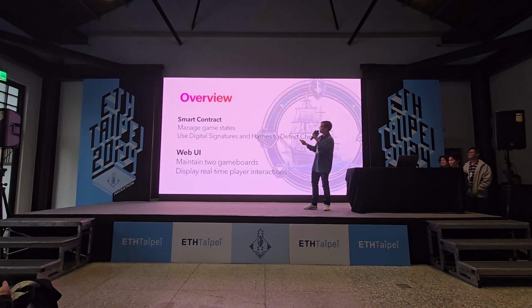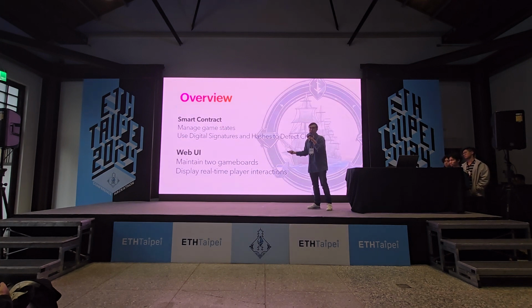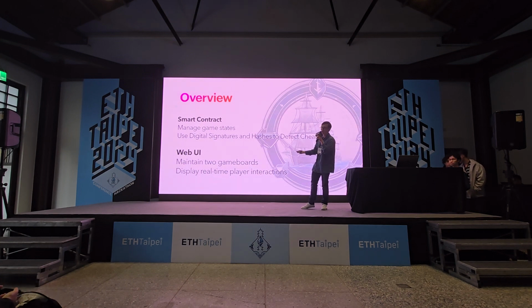So let's go through the structure of our project. Like a typical Web3 application, it consists of a smart contract and a web UI. The smart contract manages the game states, such as initiate game, change stages, confirm hits, determine winner, and so on. We also use the concept of digital signatures and hashes to detect cheating, which will be told by my colleague later. And we also built a web UI, which maintains 2 game boards, which we'll see later, and it displays real-time interactions between the players.